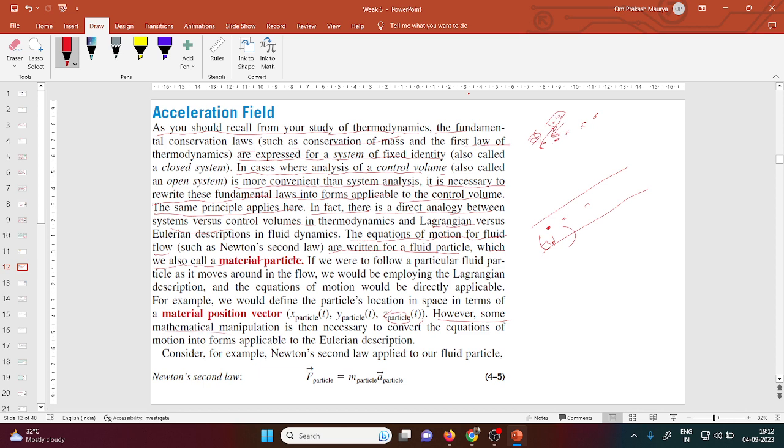However, some mathematical manipulation is then necessary to convert the equation of motion into a form applicable to the Eulerian equations. So consider, for example, Newton's second law applicable for our fluid particle. We are focusing on one single particle, and we are going to apply Newton's second law. The force is equal to mass times acceleration. What is written here is, for a particle, the mass of the particle and the acceleration of the particle.